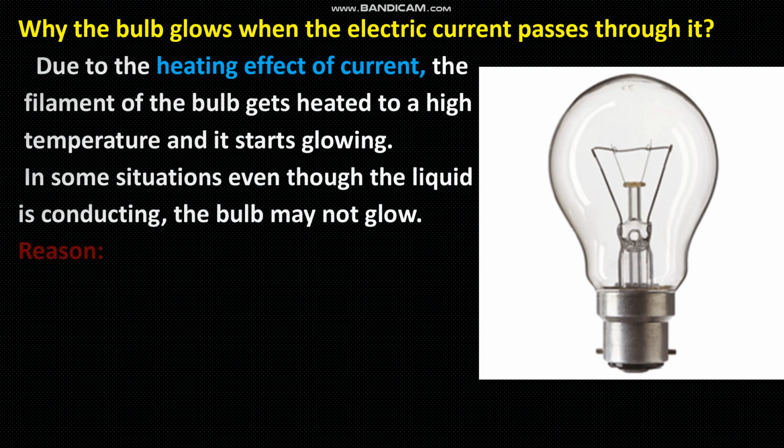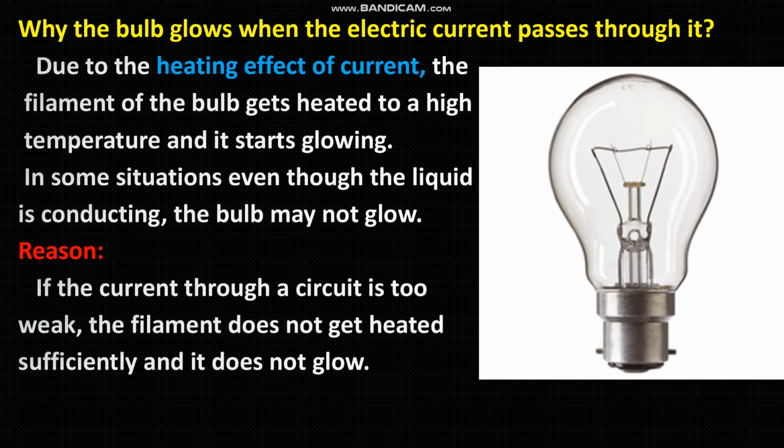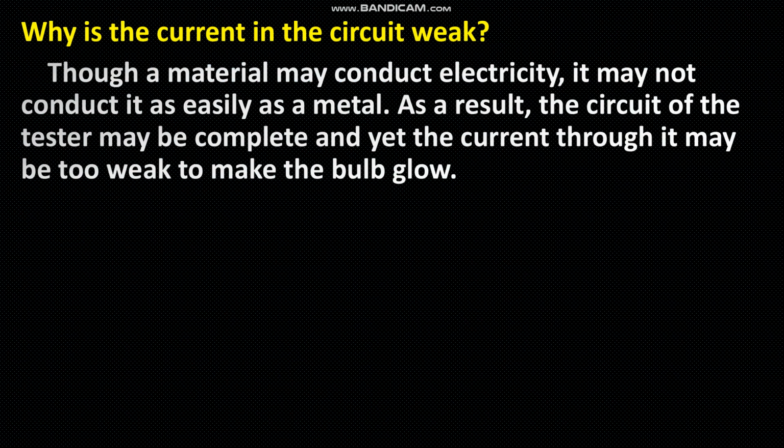What may be the reason? Let us see the reason. If the current through the circuit is too weak, the filament does not get heated sufficiently and it does not glow. So even though the current is passing through the circuit, sometimes the bulb does not glow. What may be the reason? The current is too weak. Why is the current in the circuit weak?